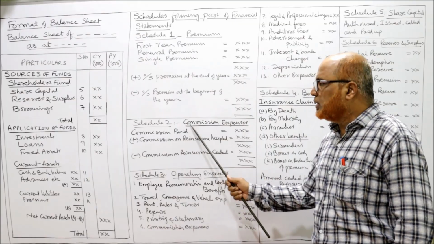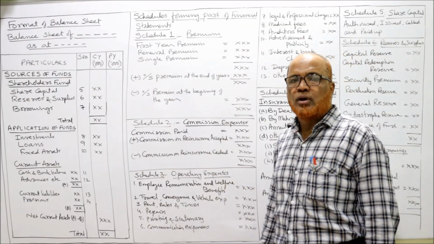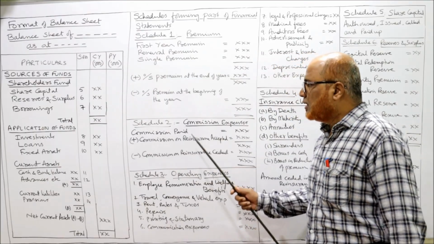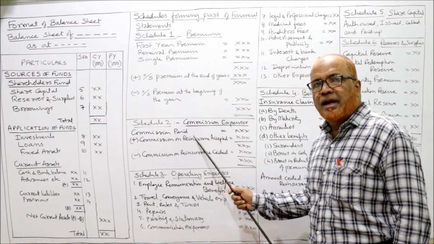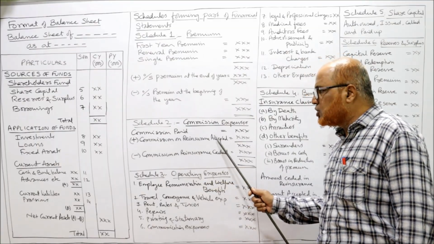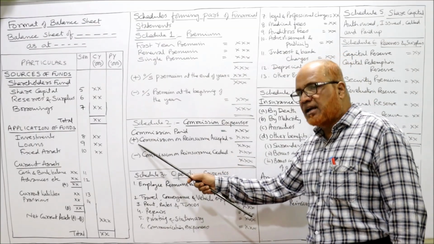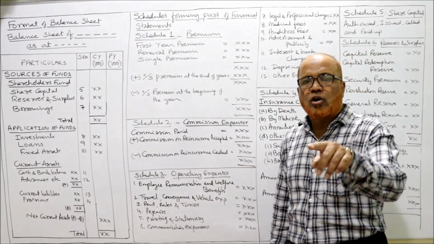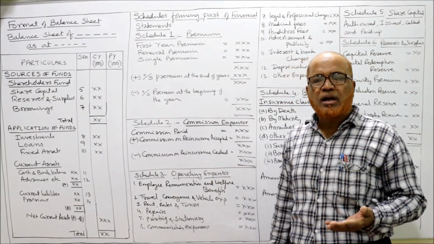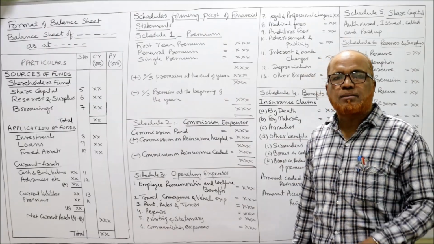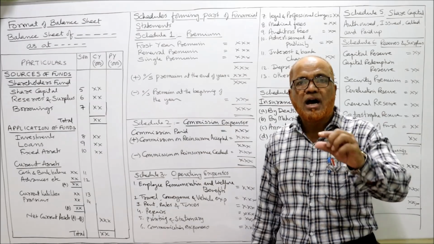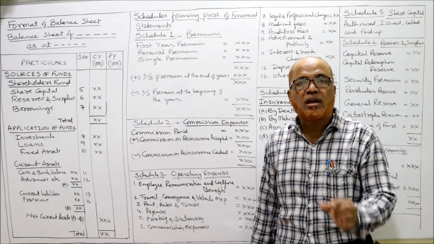Then schedule number 2 is commission paid. I already told you, I will explain the detail after completing these schedules. So what will we do in commission paid? Commission on reinsurance accepted will be added and commission on reinsurance ceded will be deducted. Now in your mind it will come, what do we mean by commission on reinsurance accepted and commission on reinsurance ceded? After completing the schedules, I will explain these terms.